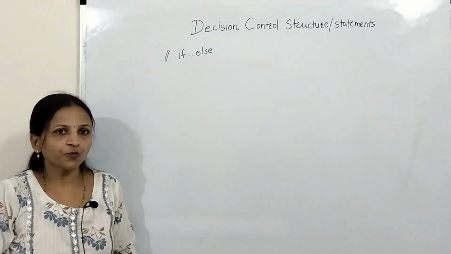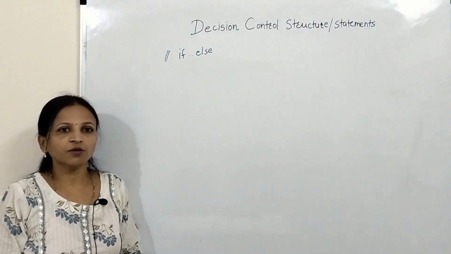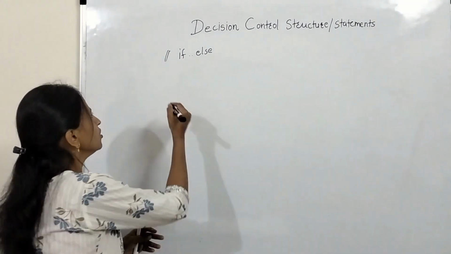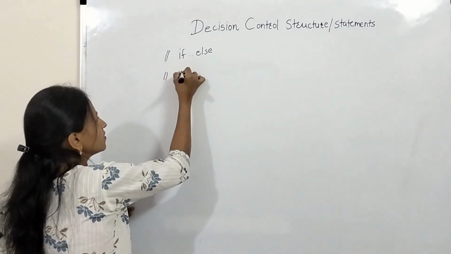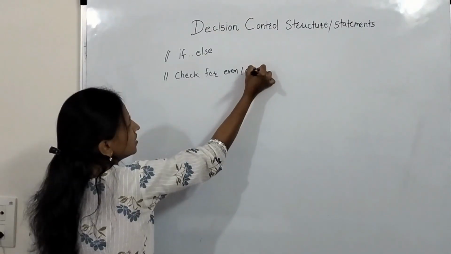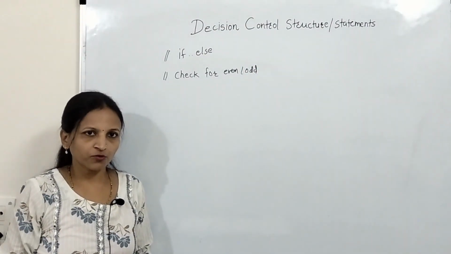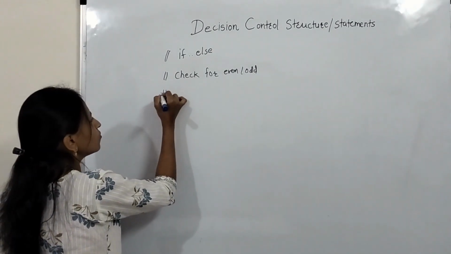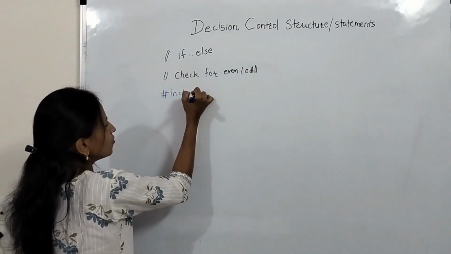Suppose we want to write a program for checking an even number or an odd number. In that case, the same program we will do, check for even or odd. This is a comment. Here we have to accept a number from the user, and for that we will declare one variable. First we have to include stdio.h.